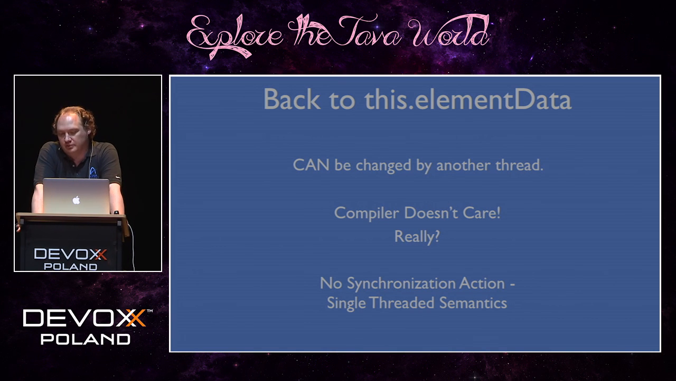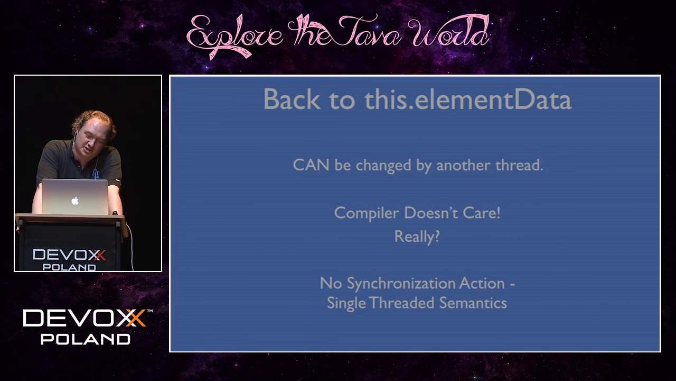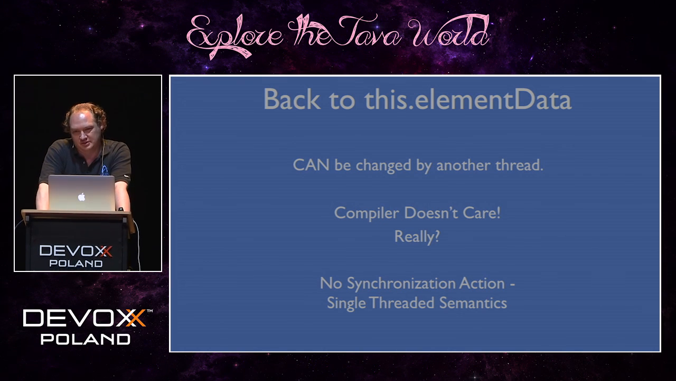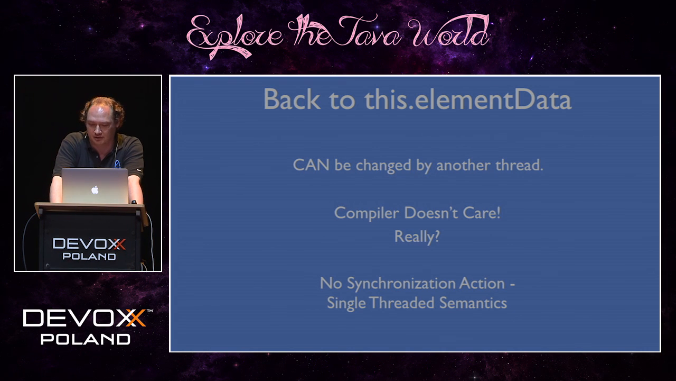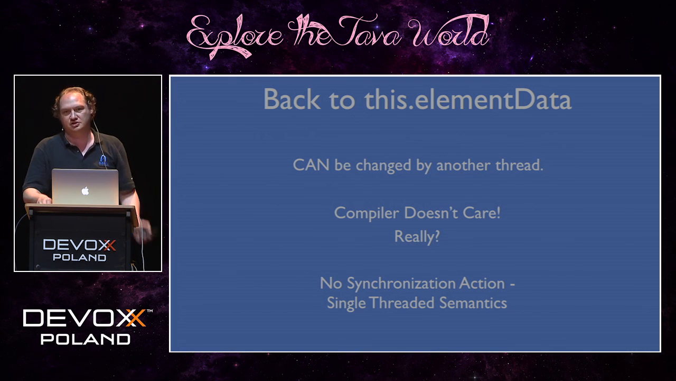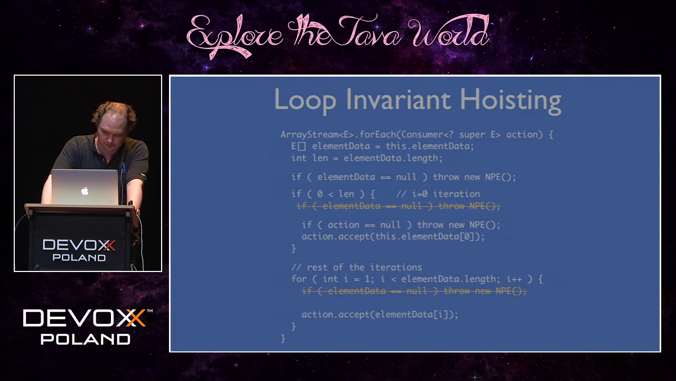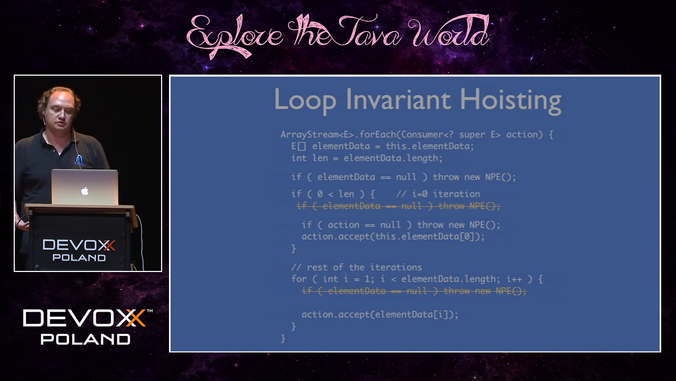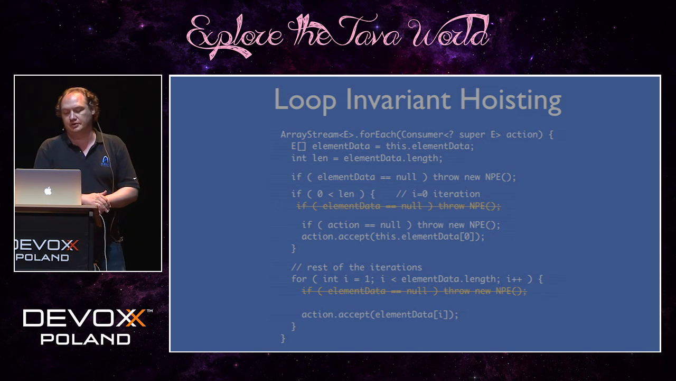But the reason we can't do it for element data is not because it can't be changed by the other thread. The compiler actually doesn't care about that. If you don't tell me that this variable is volatile, the compiler has no requirement to care that some other thread changed the variable. But we do have to respect single-threaded semantics. If this thread changes it, we will have to actually check. But action is easier. It's a local variable, not a heap variable, so we don't have to do that.